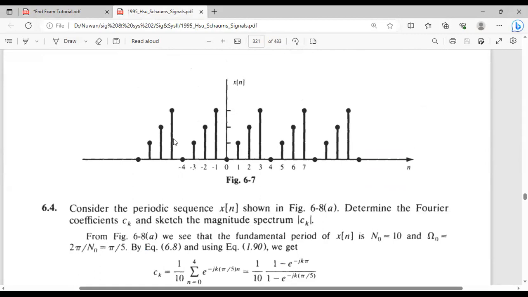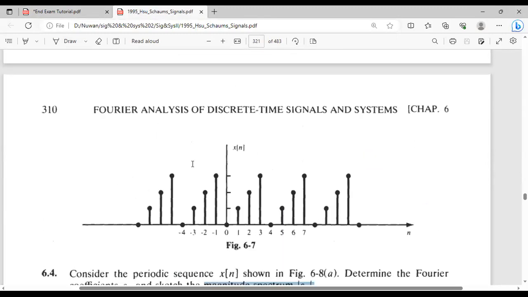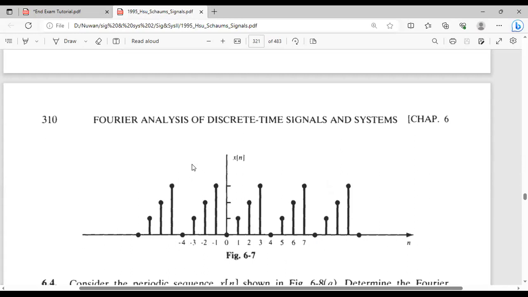First you have to find the Fourier transform, then you have to determine the magnitude spectrum, only the magnitude spectrum, not the phase spectrum. So we will try to do this question. It is given in your reference book.